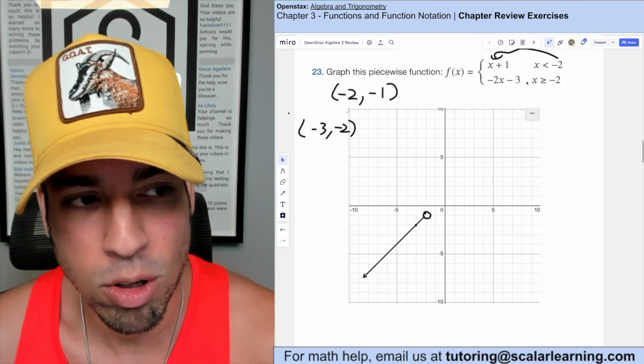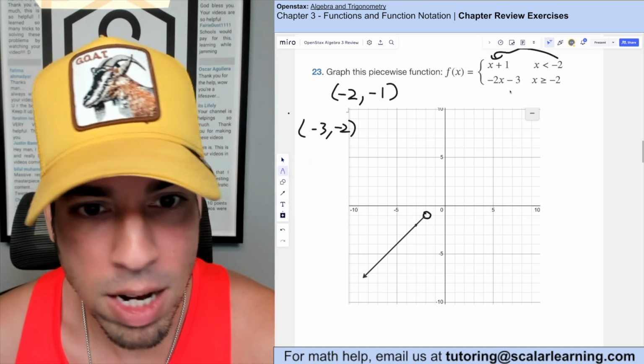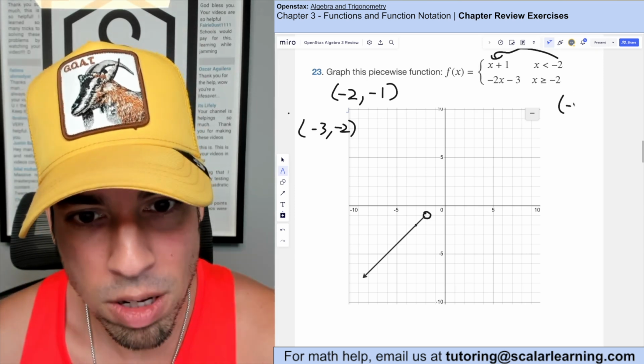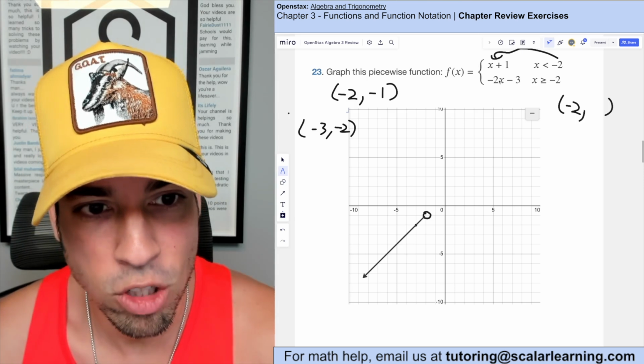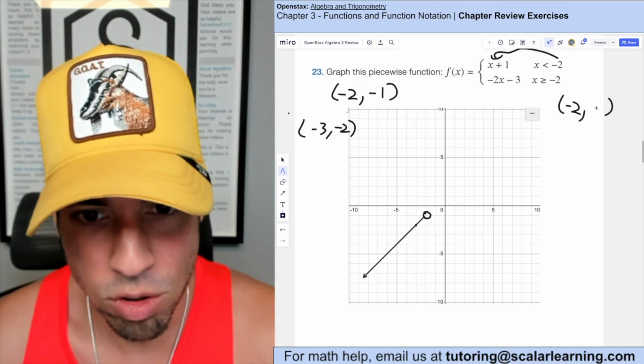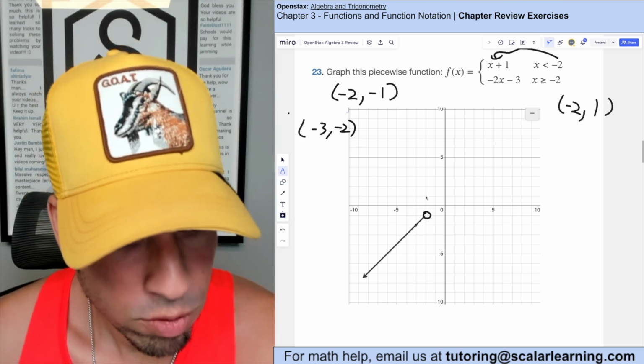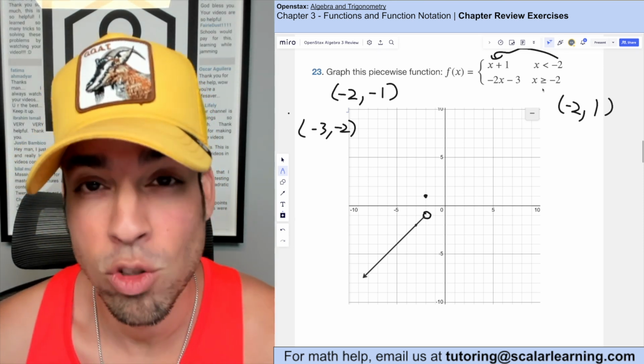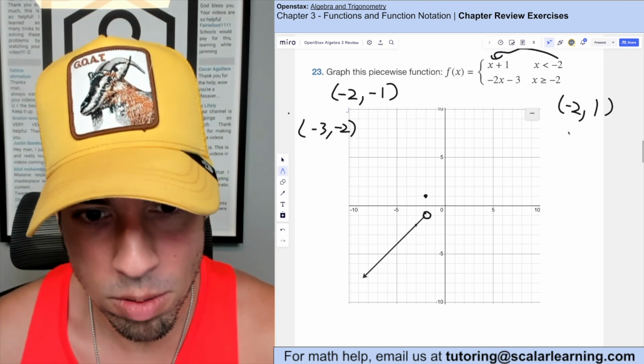Now what about this second part? Again, I'm going to start off by plugging in a value right at that starting point at -2. If I plug -2 into the bottom function, -2 times -2 is 4, minus 3 is 1. So here we have -2, 1, and I'm going to make that a nice solid point because again, x is greater than or equal to -2. Then I'm going to get one more point.